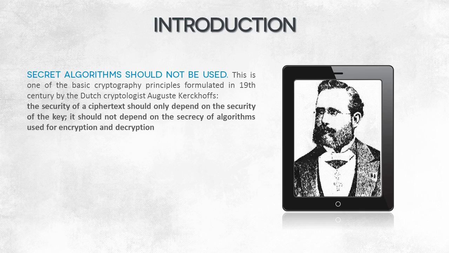The principle stipulates that the security of a cipher should only depend on the security of the key. It should not depend on the secrecy of algorithms used for encryption and decryption. This is a very simple maxim that, reformulated, also means that you can't make a public piece of information secret. If more than two people know something, it's no longer a secret.